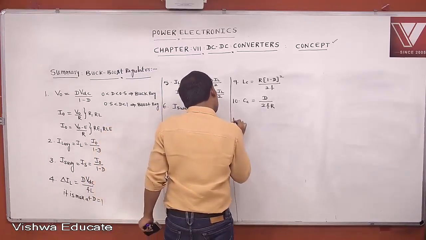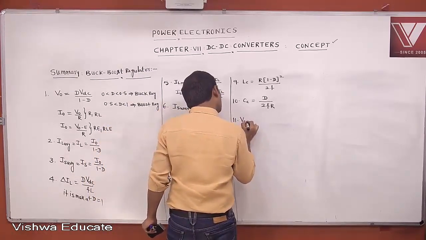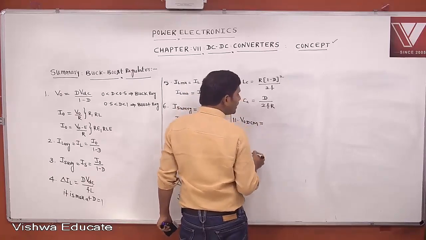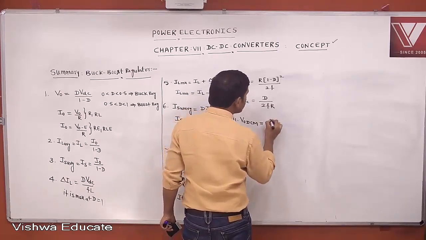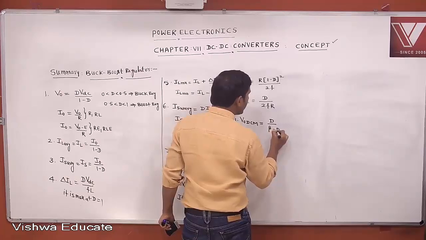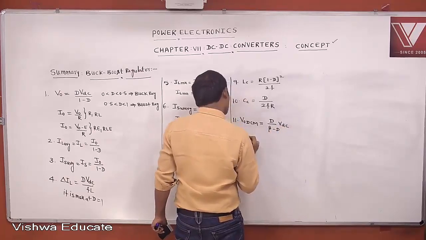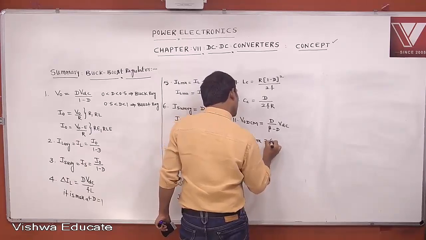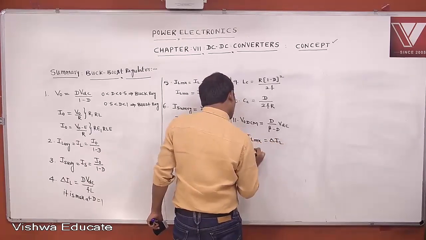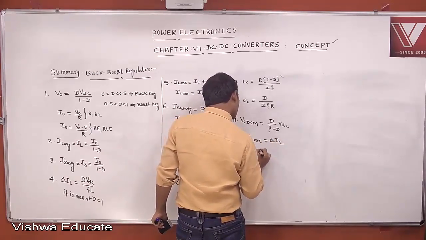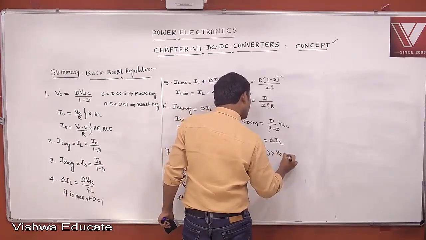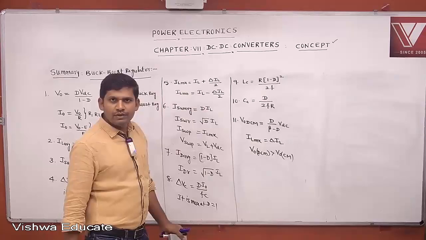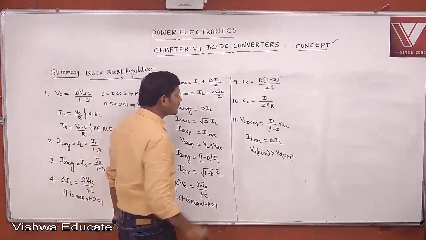In discontinuous mode of operation, what is the value of average output voltage? The average output voltage in discontinuous mode is D by (beta minus D) into VDC. In discontinuous mode, IL max equals delta IL. V naught in discontinuous mode is always greater than V naught in continuous mode.